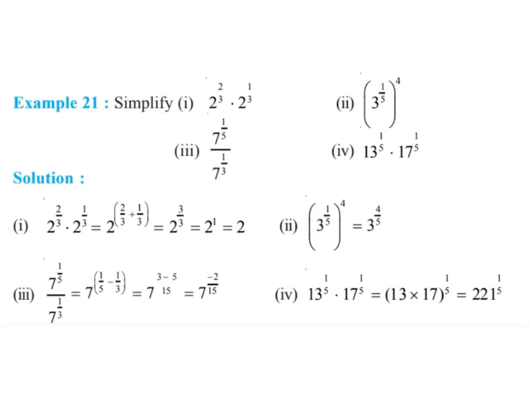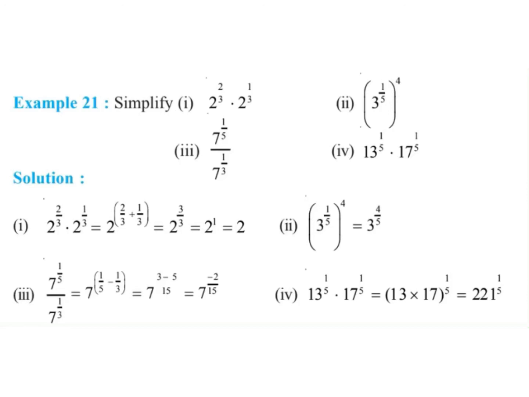Now third one is 7 raised to 1 by 5 upon 7 raised to 1 by 3. It is of the form a raised to m upon a raised to n is equal to a raised to m minus n. So we can write it as 7 raised to 1 by 5 minus 1 by 3. You know that LCM of 5 and 3 is 15. So on solving we will get 7 raised to 3 minus 5 upon 15, that is equal to 7 raised to minus 2 by 15.